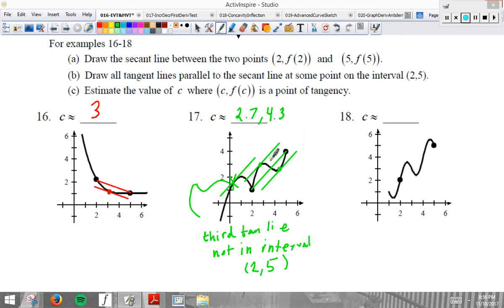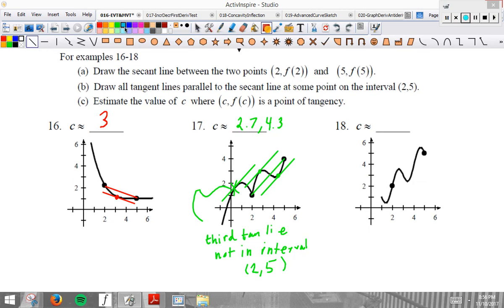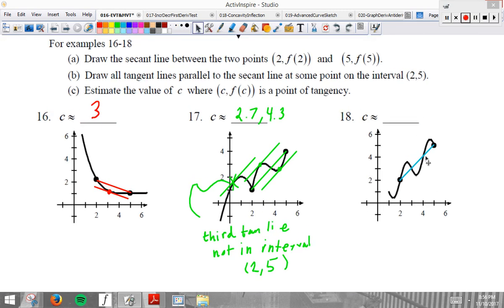Okay. One more. So there's our secant line. Here's one tangent line. Maybe I'll move it a little lower. And we look for another tangent line. And you might be able to see that if you adjust right, you get this tangent line here.